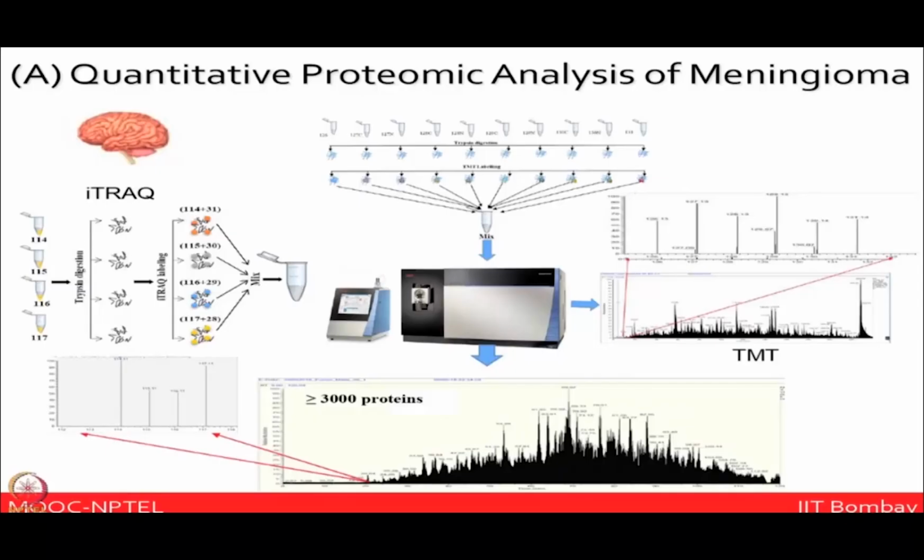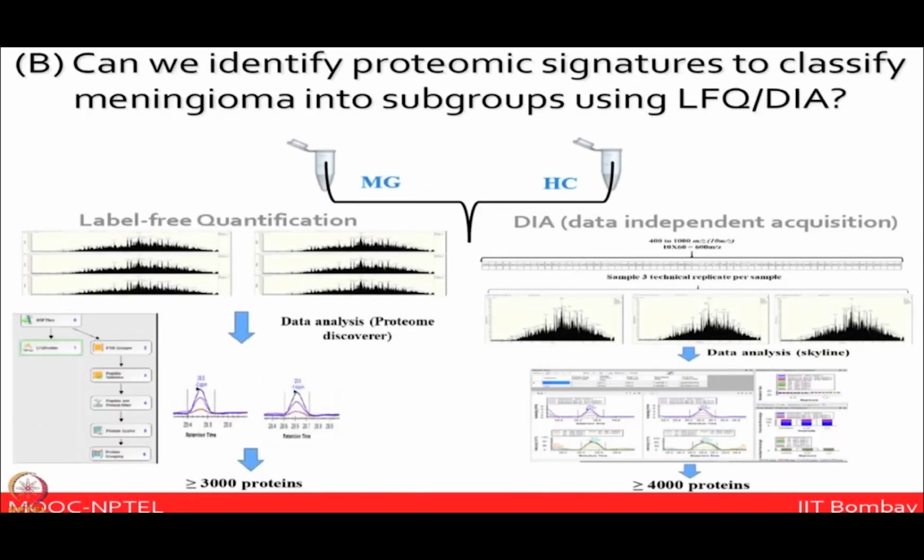So, we had mainly grade 1 and grade 2, and grade 2 has more malignant patients. We used the iTRAQ-based workflow as well as TMT-based workflows to try to compare different grades of these patients. Reliably we could get almost 3000 proteins from the quantitative comparisons, and then we also used the same samples to look at label-free quantification or data independent acquisition.